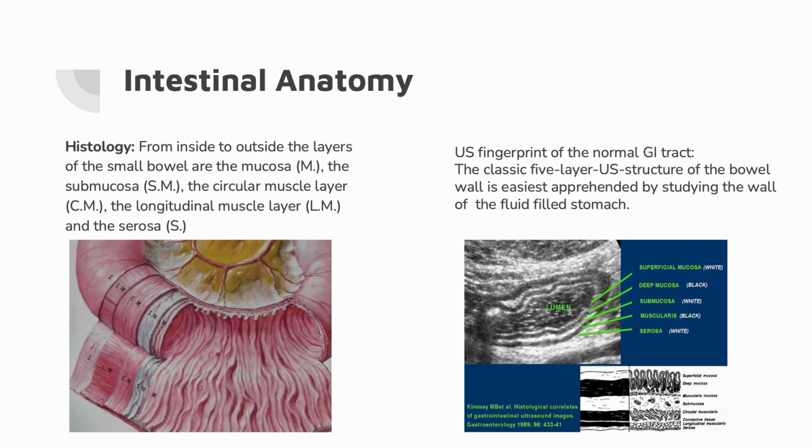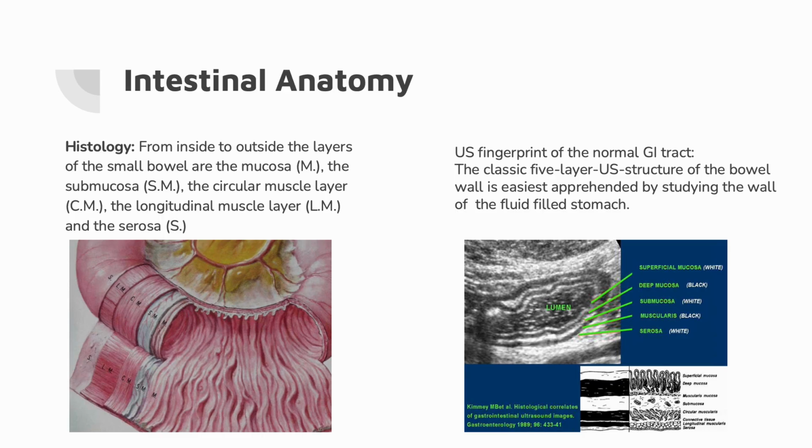So when starting with intestinal ultrasound, knowing the anatomy is extremely important. First we'll start with histology. As you can see on the left-hand side, inside to outside layers of the small bowel are the mucosa, submucosa, the circular muscular layer, the longitudinal muscular layer, and then finally the serosa.